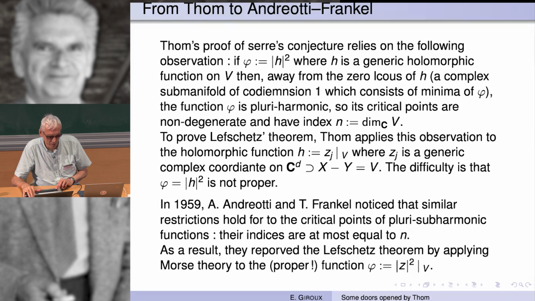What's Thom's proof of this theorem? Well, it works like this. The main observation of Thom is, again, that when you take the squared norm of a holomorphic function on a complex manifold, then away from the zeros of the holomorphic function, which of course is some complex subvariety of codimension 1, the other critical points have necessarily, since the squared norm is a pluriharmonic function, critical points of index n.